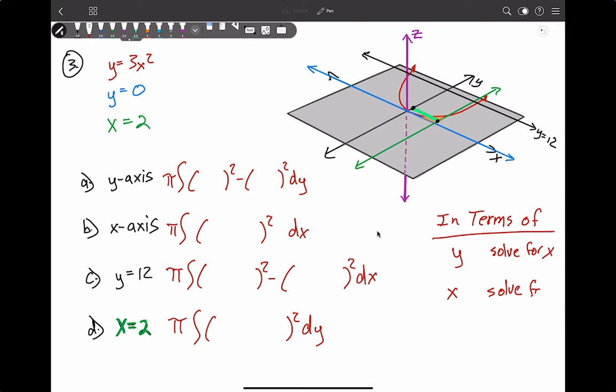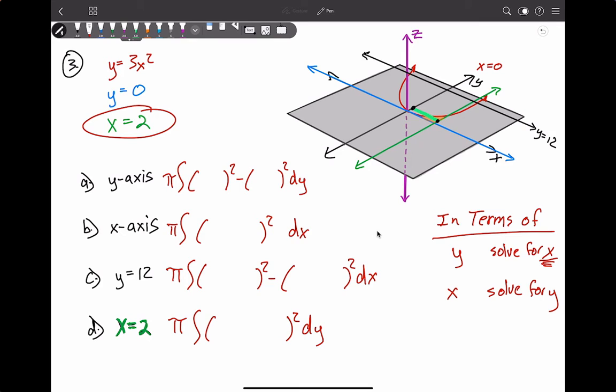Okay, so for this first one, we want them in terms of y. That means we've got to get x alone, which it already is. x is equal to 2 and x is equal to 0, which is that y-axis itself. So when I'm looking at this green graph right here, this line that I've drawn, I want to look at it like, what's the top minus bottom? So I do have to rotate my head.